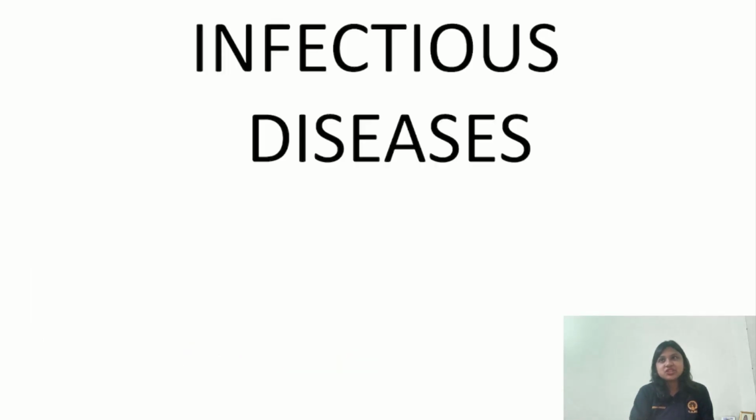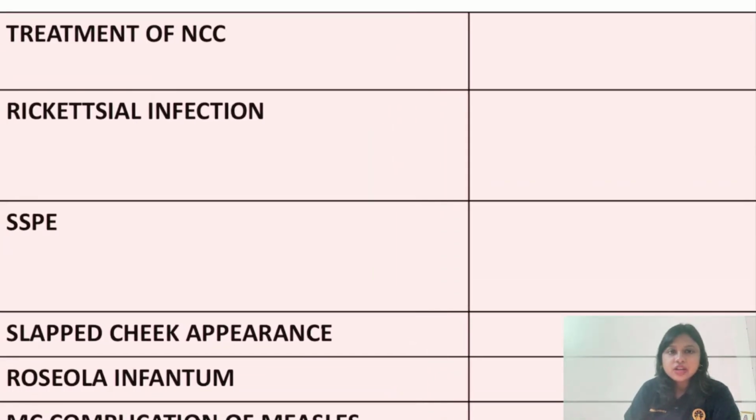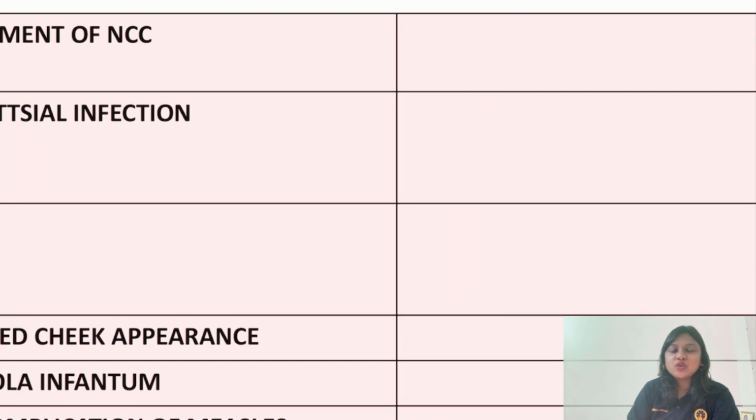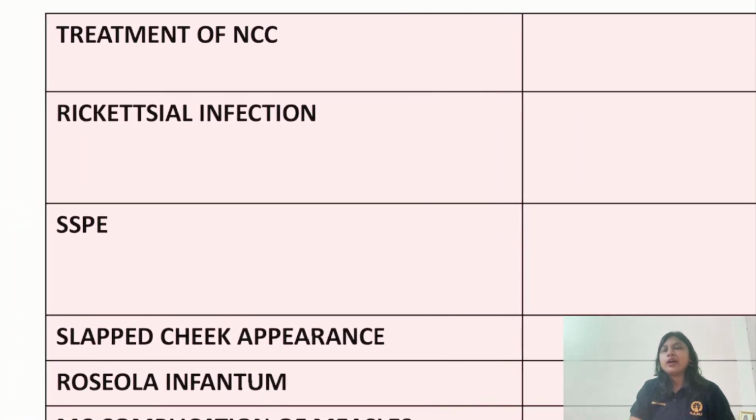Okay, so we have finished pediatric nephrology, and we are going to just rush through a bit of pediatric infectious diseases. So first question is neurocysticercosis. So we know that neurocysticercosis is a parasitic infection affecting the brain.